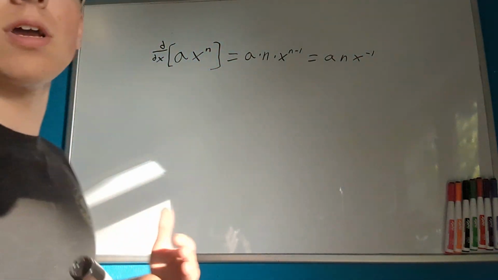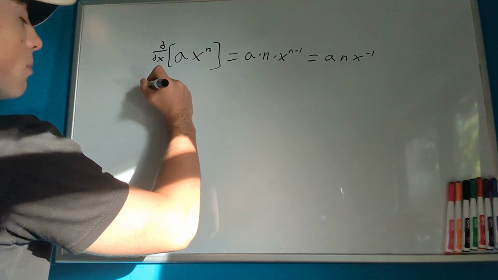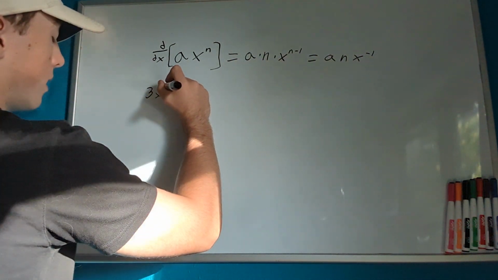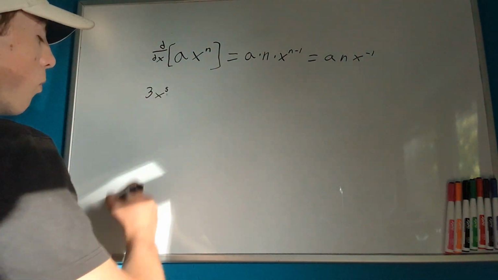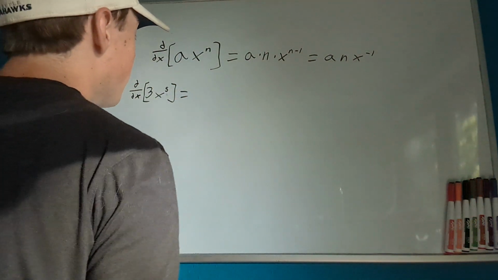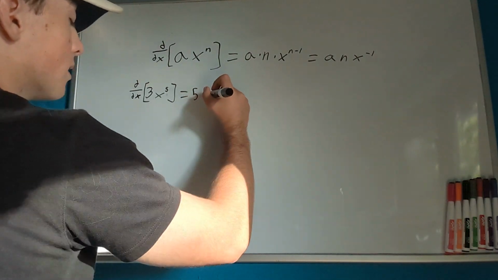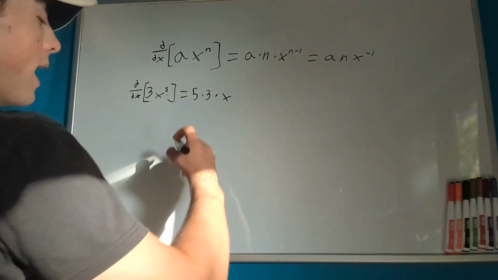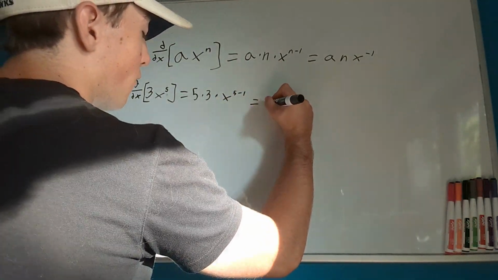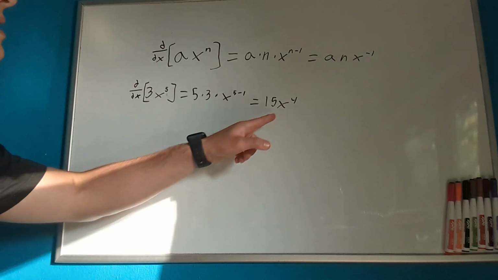Okay, so let's look at some examples, because the best way to learn something is to solve some problems with it. So let's just say we have 3x to the 5th. What is the derivative of this? Well, we take down the 5, and we multiply it by the 3, and then we multiply it by x to the 5 minus 1. So this equals 15x to the 5 minus 1, which is 4. So the derivative of this is that.